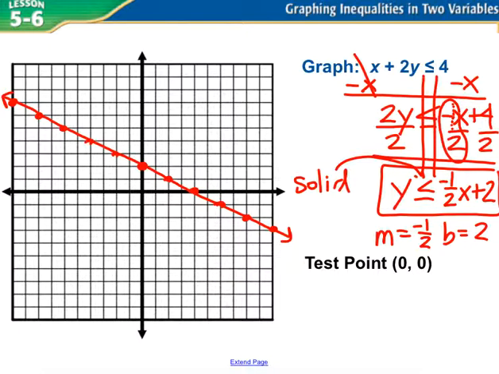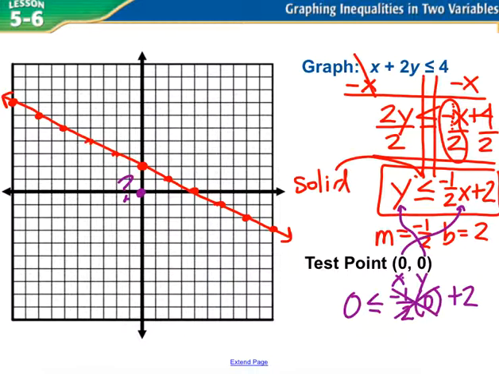So let's go check. I'm going to plug 0 in for x, 0 in for y, because I do notice that my origin is not on my boundary line, so I am good to go. If I plug 0 in for x and 0 in for y, show me this check work if you want credit. 0 is less than or equal to -1/2 times 0 plus 2.